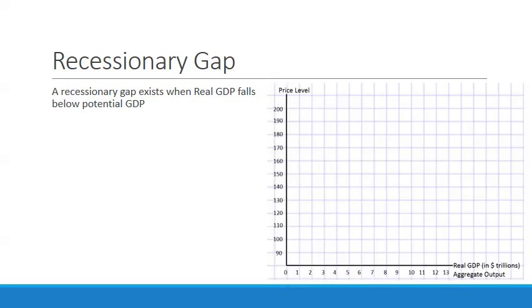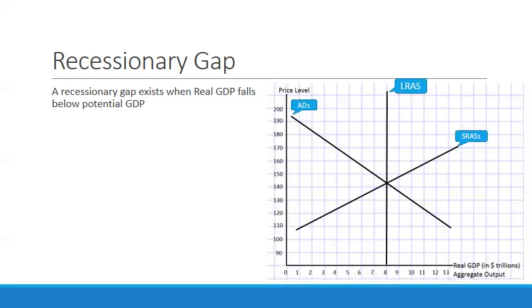Okay, so our third here is a recessionary gap. Now, if we had an inflationary gap and it was aggregate demand shifting to the right, then you can assume the recessionary gap is aggregate demand shifting to the left. So a recessionary gap exists when real GDP falls below potential GDP. So as you can see here, when we set this up, here we are at full employment.